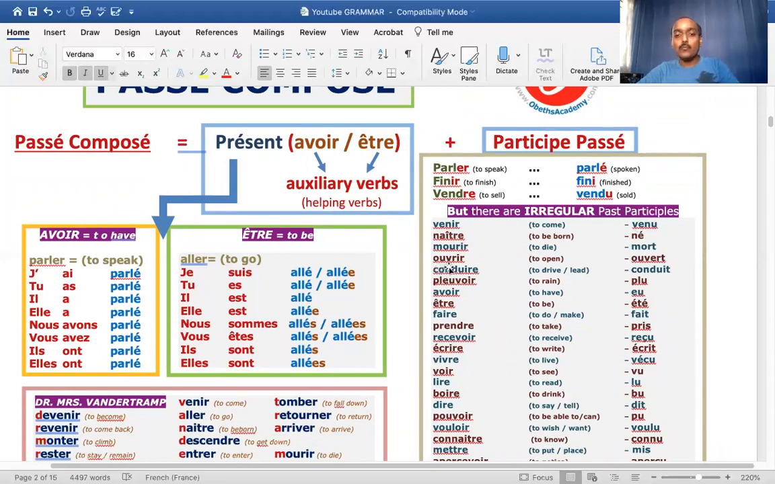These verbs like ouvrir, O-U-V-R-I-R, it ends with ir. But you can't remove ir like finir and put i. You have a special past participle for ouvrir, to open, and that is ouvert, O-U-V-E-R-T. So for certain verbs, we need to learn by heart the irregular past participles.